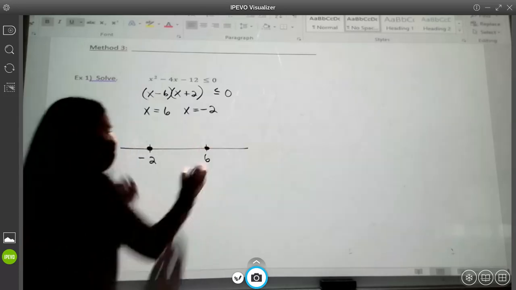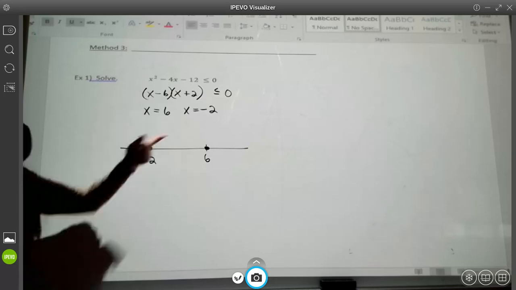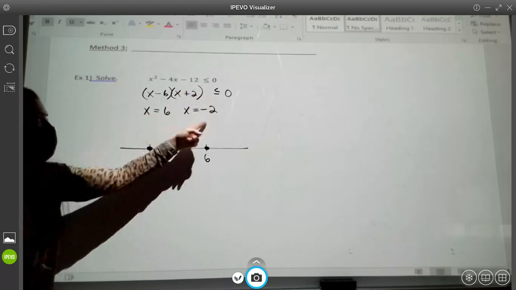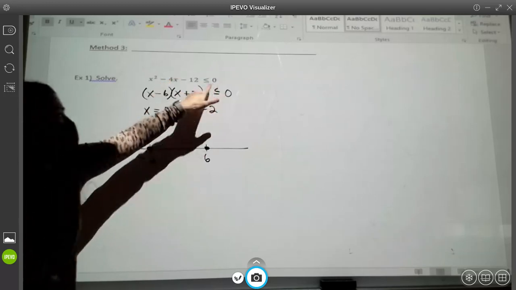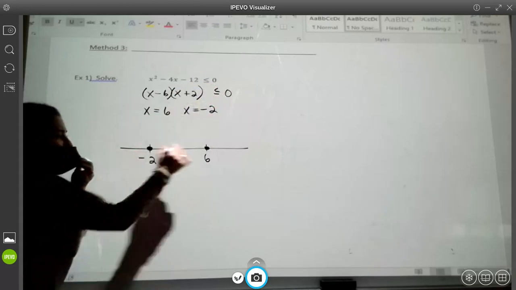Now guys, if this had just been less than 0, since 6 and negative 2 make it equal 0, I wouldn't want to include them because I would just want a number less than 0 but not equal to 0. Then you would put open circles on this line to remind yourself that they're not answers to this problem, okay?